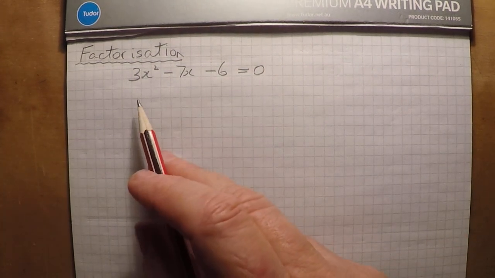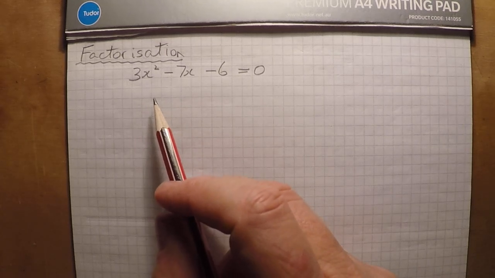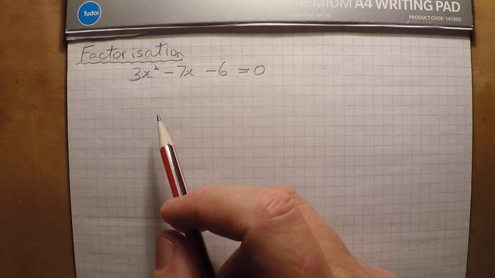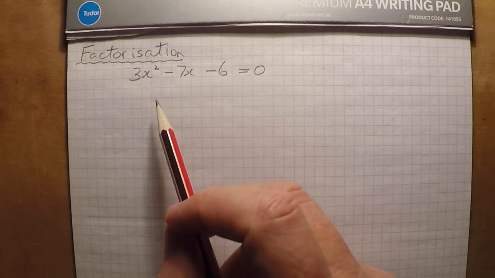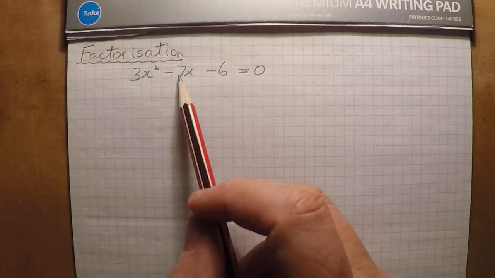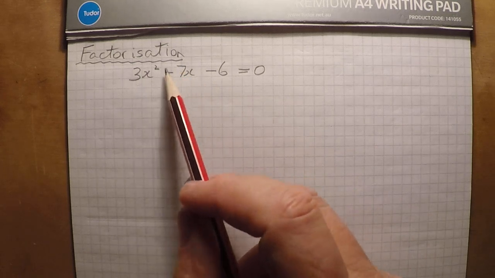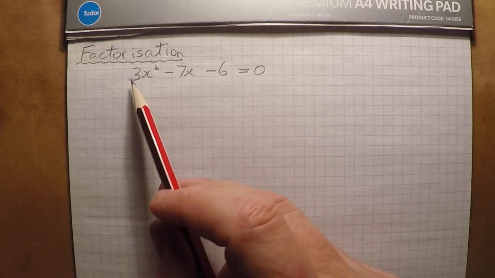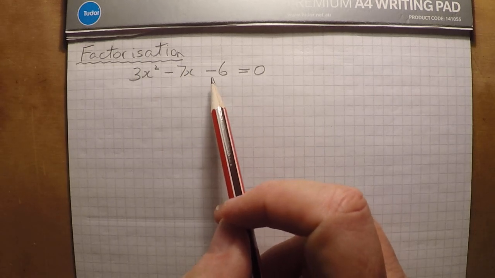To solve a quadratic equation like this, the technique is to factorise. Now we could just go straight for the quadratic formula, but it's better to factorise if you can. So we don't have a common factor here with the 3, the -7 and the -6, so we have to look at splitting the middle term. Remember, 3 is A, -7 is B, and -6 is C.